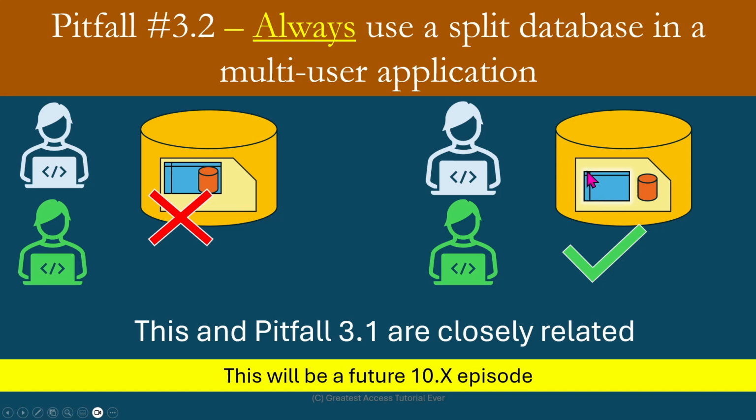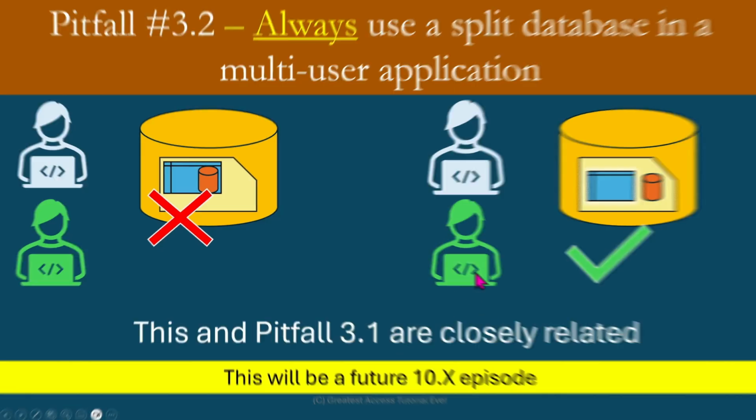So what that means is the front end and the back end data are separate. They're separate files. They're both Access files, but this is the executable front end. This is the data table back end. They need to be two separate files. And then in combining that with 3.1, they should have local copies of their front end talking to this back end data. It's not very hard to do. Again, that will be a future episode to show you how to do this.